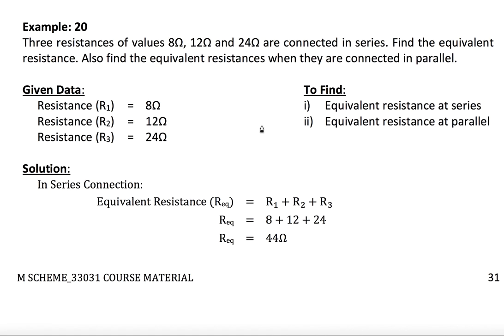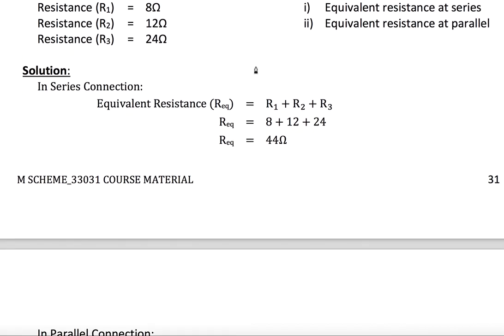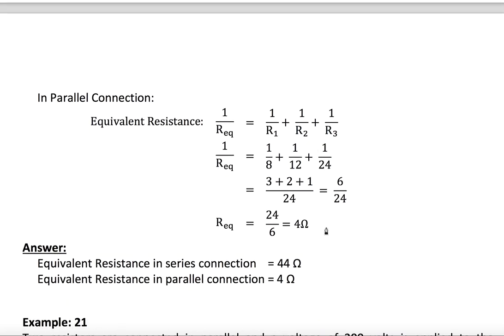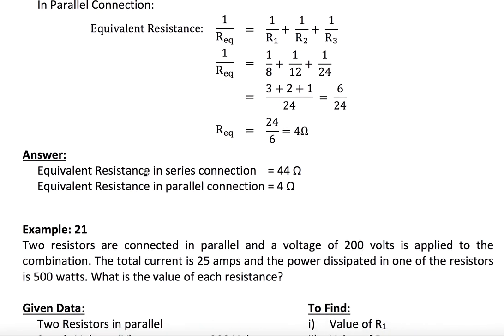What about the equivalent resistance in parallel? 1 by 8 plus 1 by 12 plus 1 by 24. If we take 24 common, 8 times 3 is 24, 12 times 2 is 24. So 3 plus 2, 5, 5 plus 1, 6. 6 by 24 is nothing but 1 by 4. So R equivalent is 4 ohm. Okay, right. You got the point.